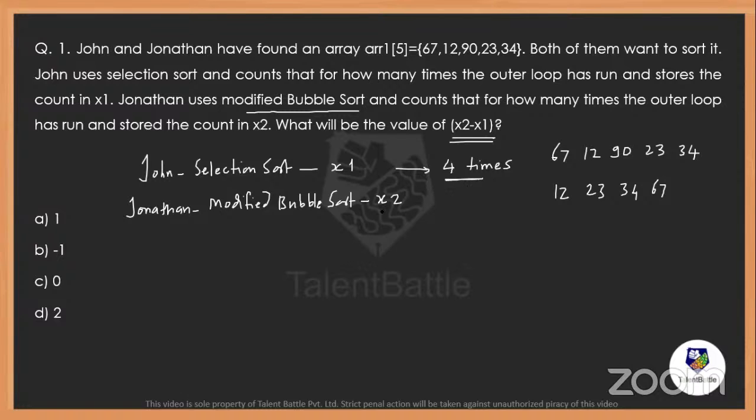Now let's take the second part, that is modified bubble sort. In the modified bubble sort algorithm, the outer loop will iterate over the array repeatedly, comparing adjacent elements. That is the technique of bubble sort, swapping them if they are not in the intended order. So if we again have to sort an array of size 5 using modified bubble sort, my outer loop is going to execute 5 times.